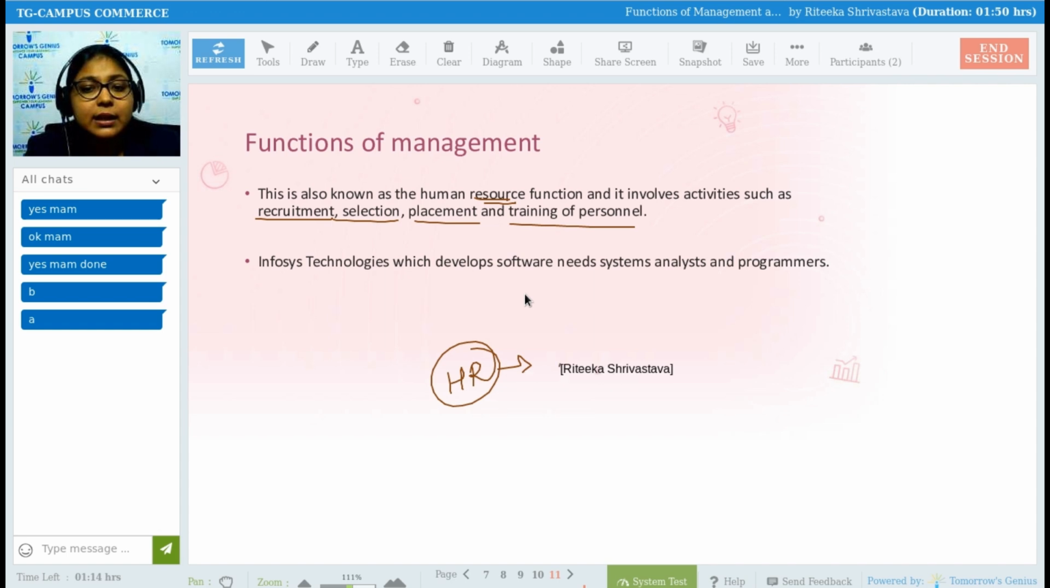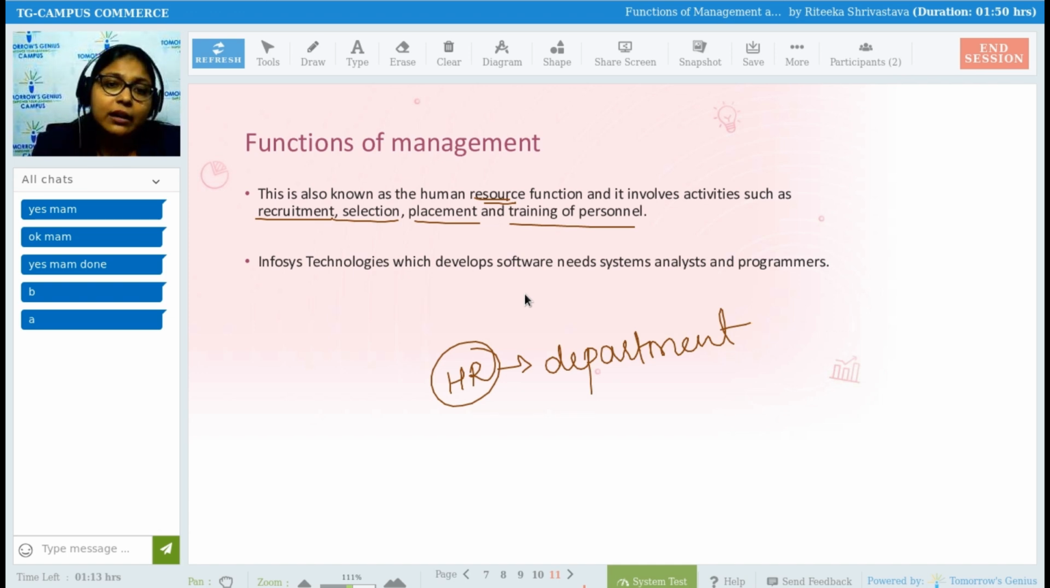Every organization has one department called the HR department and this department basically takes care of recruitment, selection, placement and training. Recruitment means if there is any opening in any of the departments, then it is the duty of HR to look for the right person for that job, the person who will be most suitable for that job. Then they will do selection of that person, then they will give placement. Placement means they will hire in their organization and then they will provide training if the person needs it. So it is the work of the HR department to do the proper staffing.